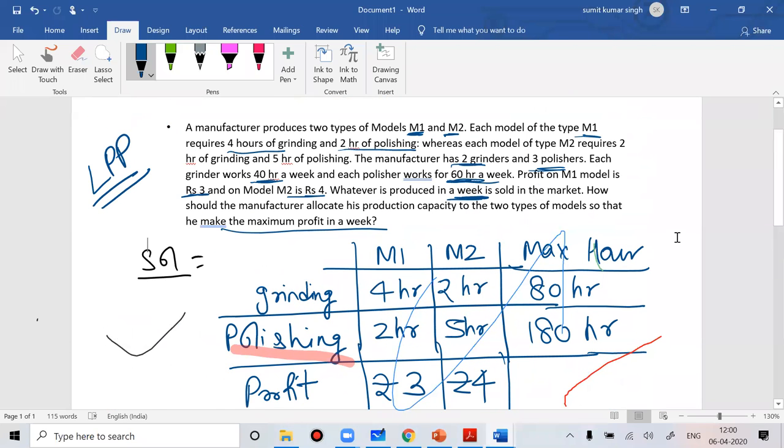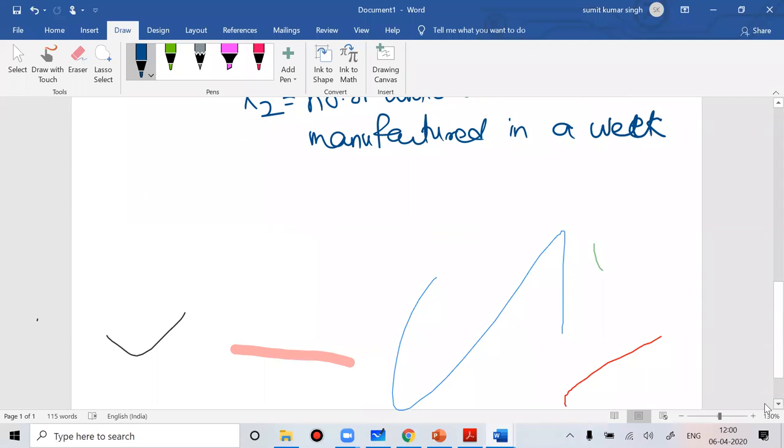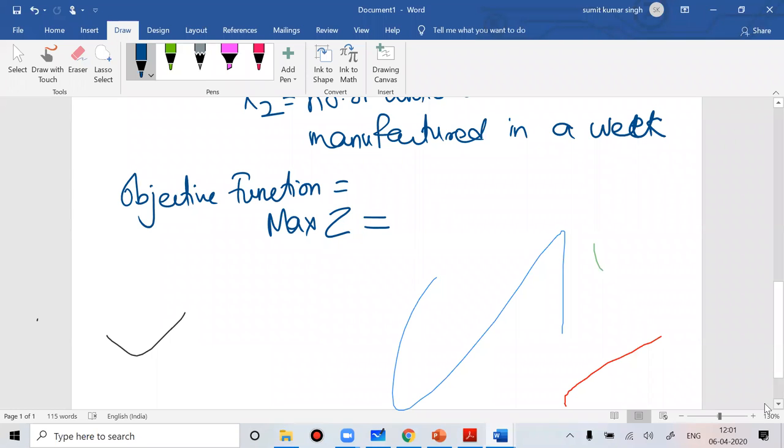Now, once you decide your decision variables, the next thing you have to do is decide the objective function. Linear programming is all about optimality. Whenever we talk about linear programming, we talk about optimal utilization of resources. In the exam, even when you get a theory question, you write optimal utilization of resources. You get optimal utilization either by maximization or by minimization. If cost is given, we minimize it. If profit or revenue is given, we maximize it.